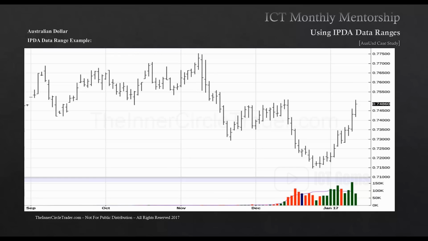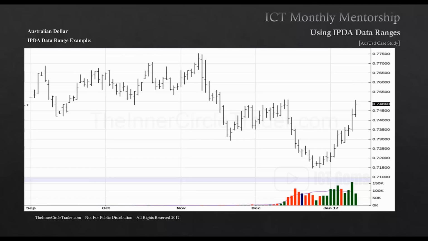But there are certain data points that you cannot get by looking at the foreign exchange market. There's simply no way of getting that because foreign exchange doesn't give you volume. It doesn't give you accurate volume like you can get from the underlying futures contract. How would we go about looking at where the IPDA data ranges are?